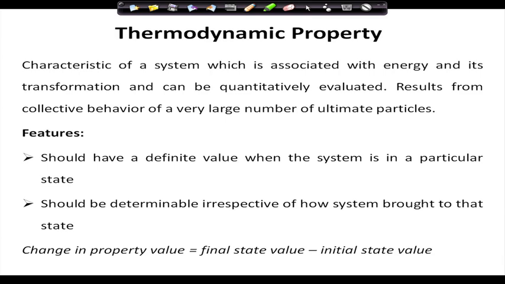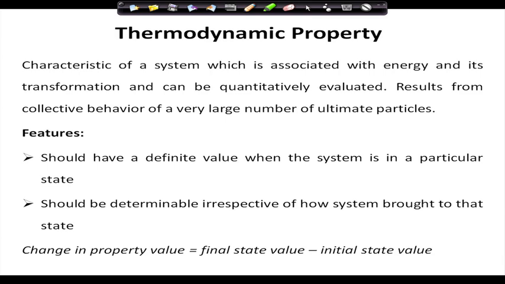It can take up any path, it can start from any other initial state, but when it has come to some particular state, say I, or some particular state F, no matter what was the initial state, no matter how it has come from the initial state, it is going to have the same properties. So, therefore, what I mean to say is the properties of a system, they are state functions, they define the state of a system, they are determinable irrespective of how the system was brought to that particular state.